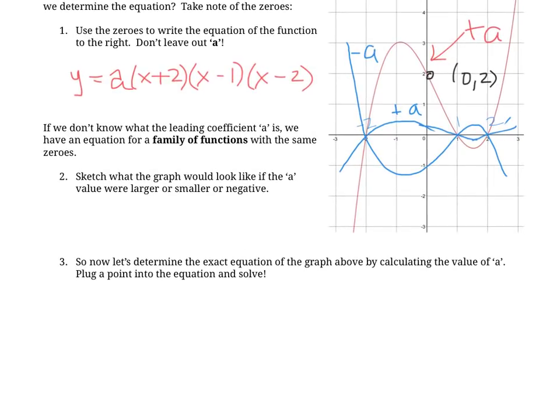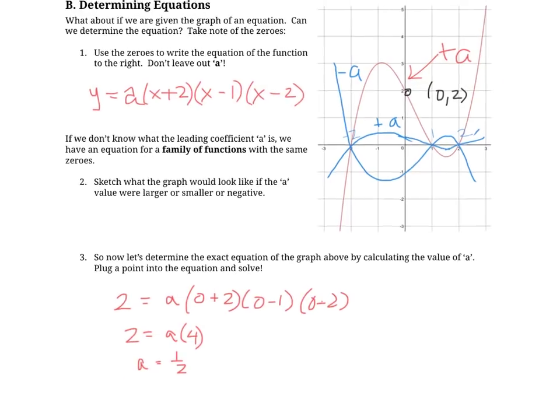So let's plug that into our equation. The y part is 2, and the x values are 0. So a(0 + 2)(0 - 1)(0 - 2). There we go, and we can just simplify and solve this equation. That's going to be a times 2 times -1 times -2. So it's basically 2 times 2, which is 4. So our a value, if we divide by 4, is going to be 1/2.